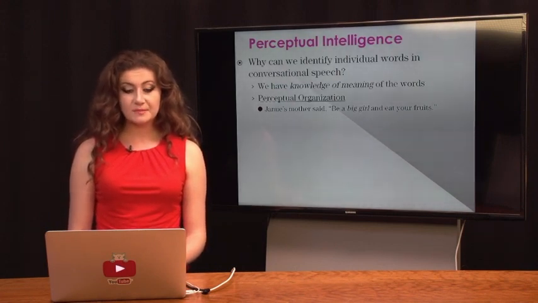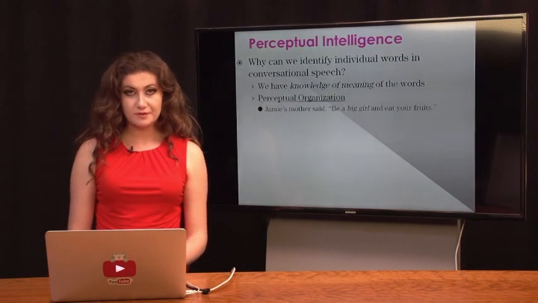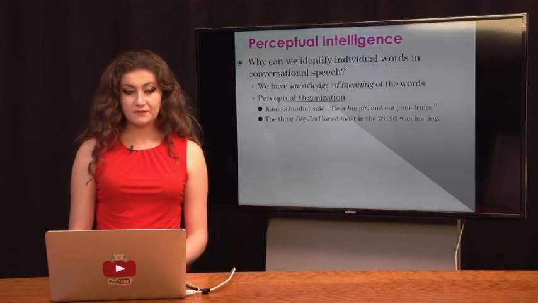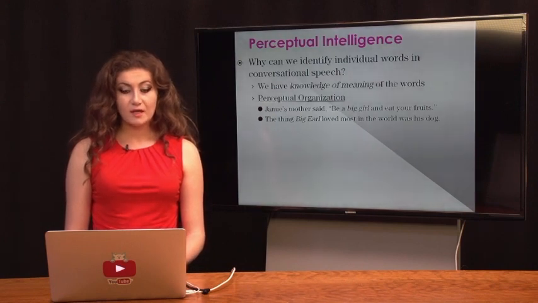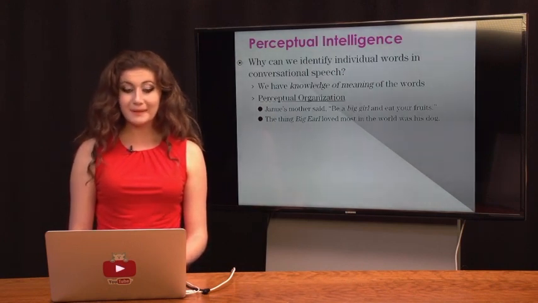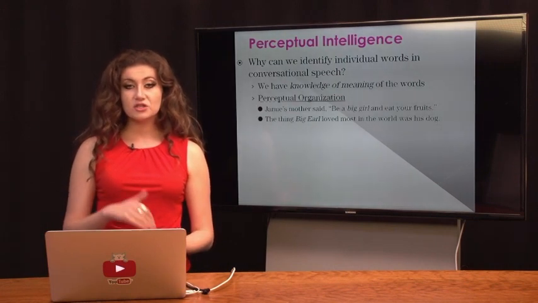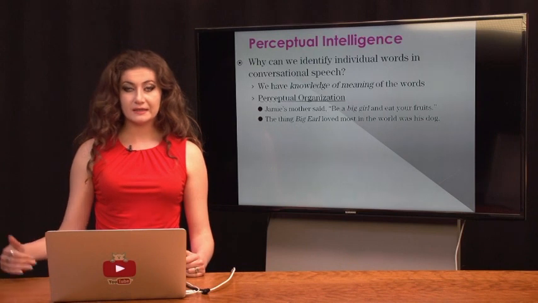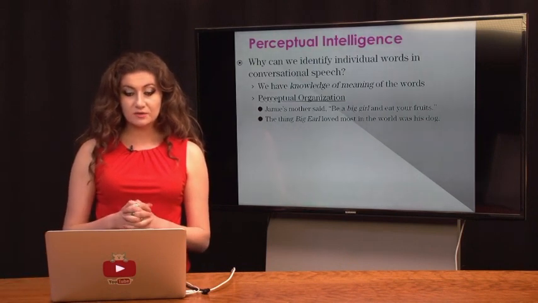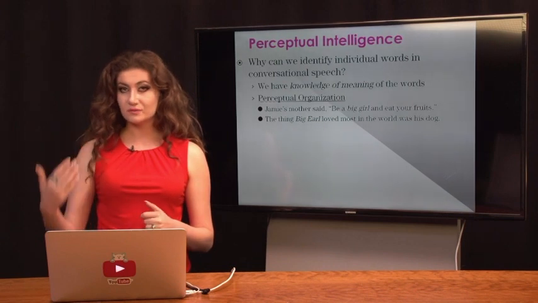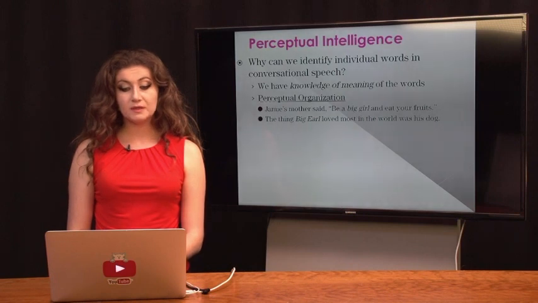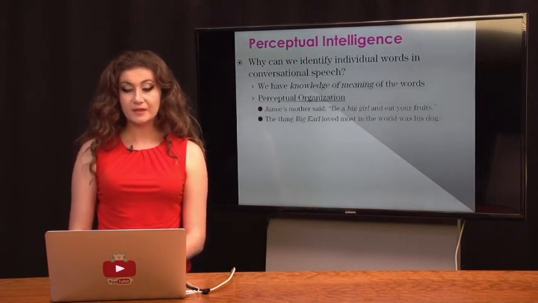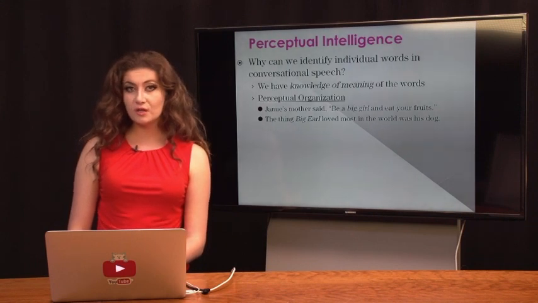If you read, "Jamie's mother said, 'Be a big girl and eat your fruits,'" and then if you hear the sentence, "The thing Big Earl loved most in the world was his dog." In both cases, you have the words big girl and big Earl, which may sound similar, but in context, you understand that Jamie's mother said, "Be a big girl and eat your fruits." In context, you understand that she's trying to encourage her to actually finish her food. And in the second sentence, the pronoun his refers to Earl, which is a male name.